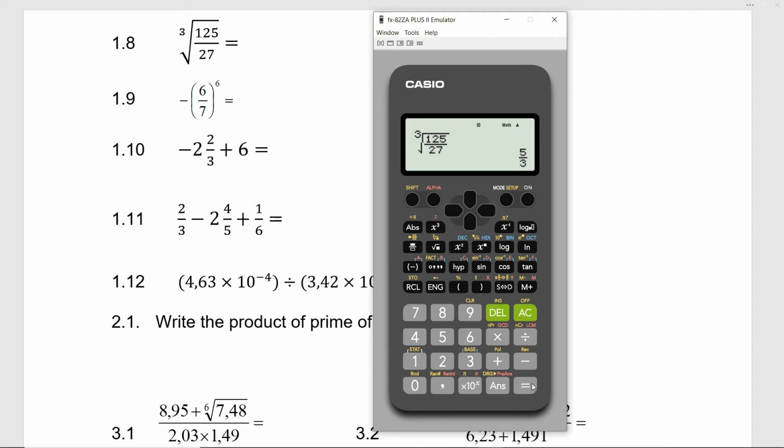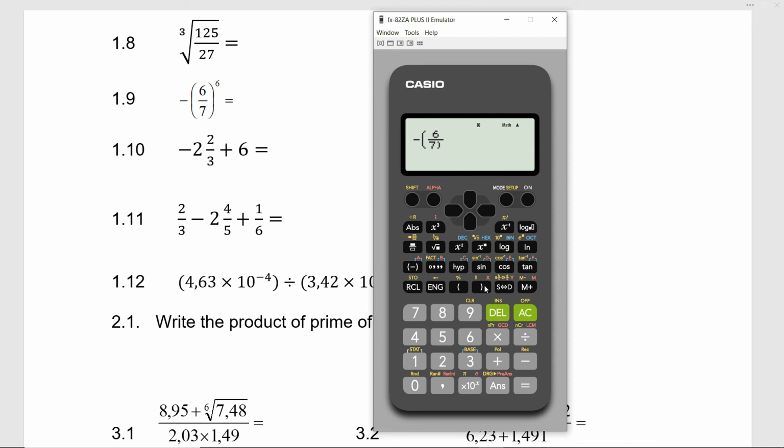Okay, for 1.9, the negative is significantly outside of the brackets. So like what we were doing earlier, when we were raising negative 3 to the power of 2, here we're definitely not raising the negative. It's like the first example that we did, like 1.4. We are going to take the negative outside the brackets. I'm going to put in my negative and then put my brackets. Then I'm going to use my fraction button and put my 6 over 7. And then I'm going to close my bracket.